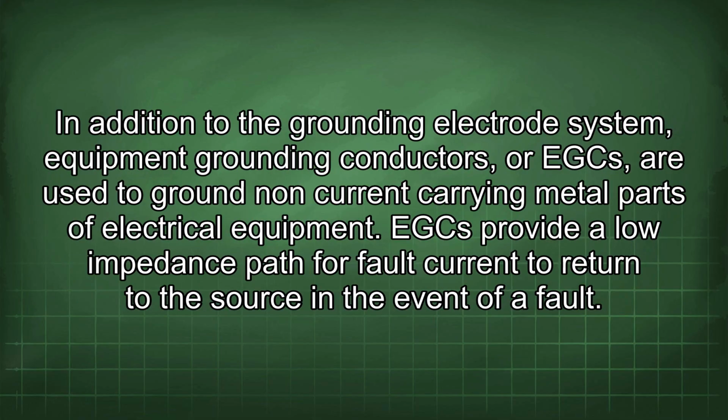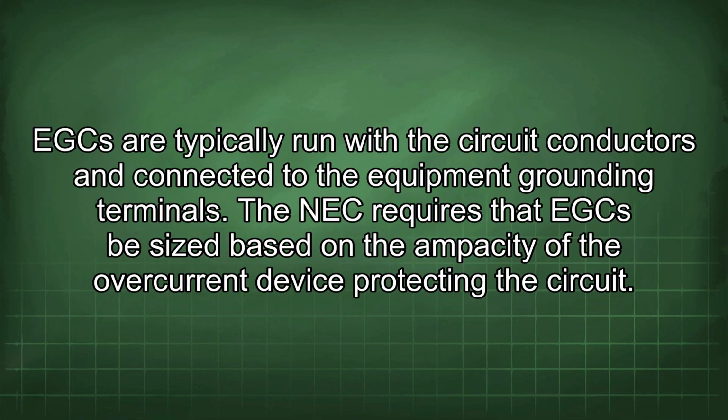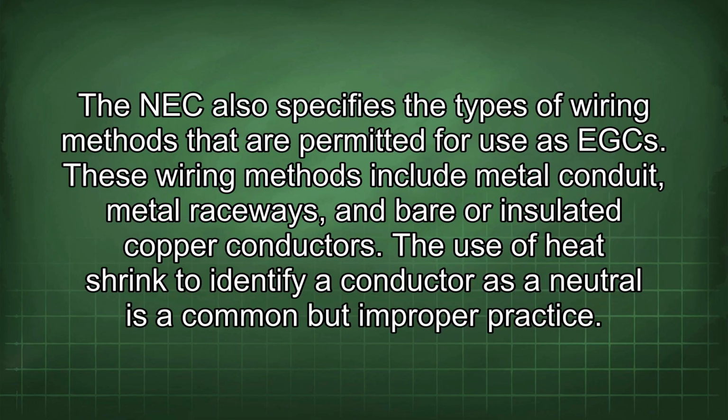This connection ensures that the electrical system is effectively grounded and that fault current can flow safely back to the source. In addition to the grounding electrode system, equipment grounding conductors, or EGCs, are used to ground non-current carrying metal parts of electrical equipment. EGCs provide a low impedance path for fault current to return to the source in the event of a fault. EGCs are typically run with circuit conductors and connected to the equipment grounding terminals. The NEC requires that EGCs be sized based on the ampacity of the overcurrent device protecting the circuit. The NEC also specifies the types of wiring methods that are permitted for use as EGCs. These wiring methods include metal conduit, metal raceways, and bare or insulated copper conductors.